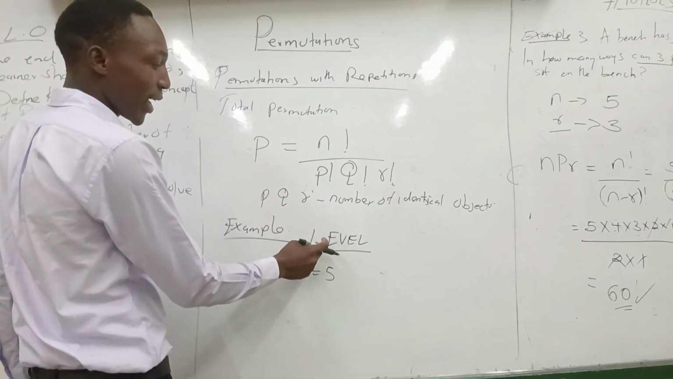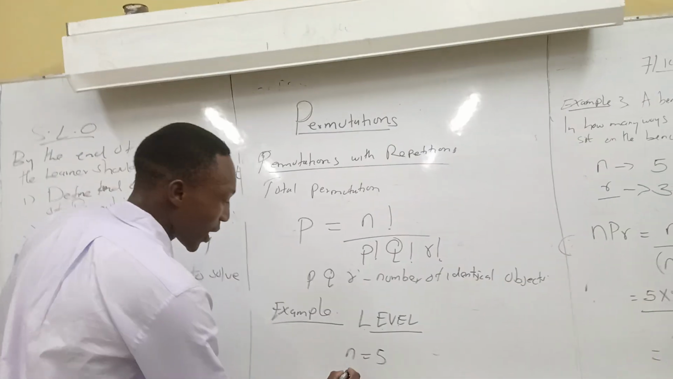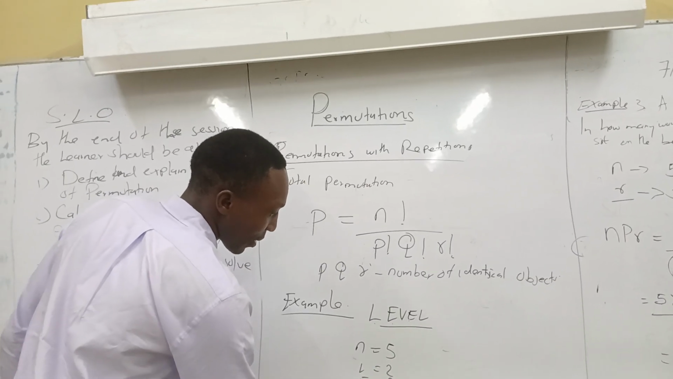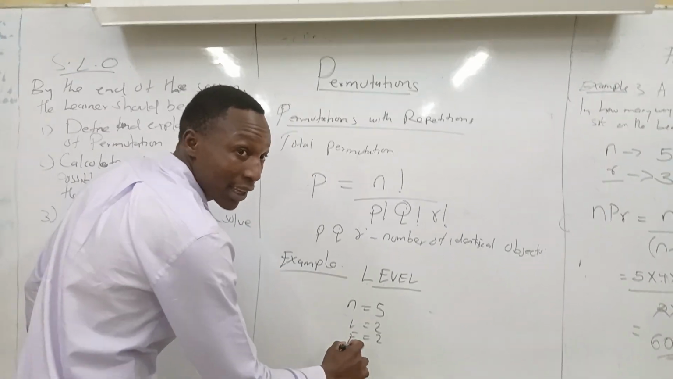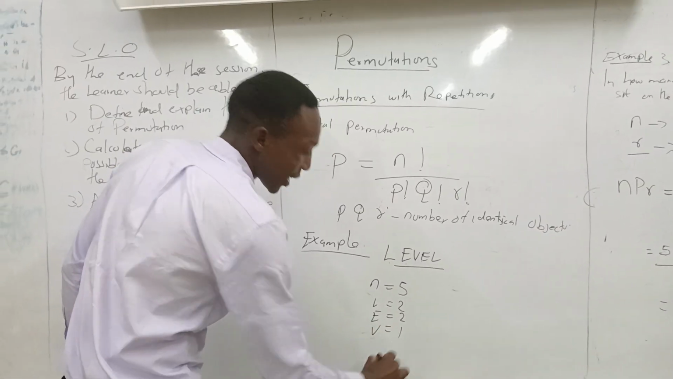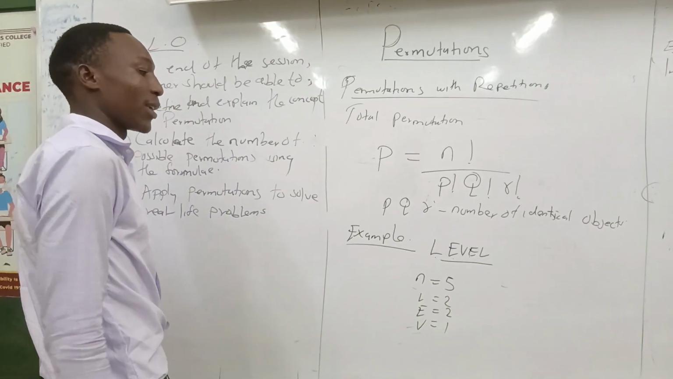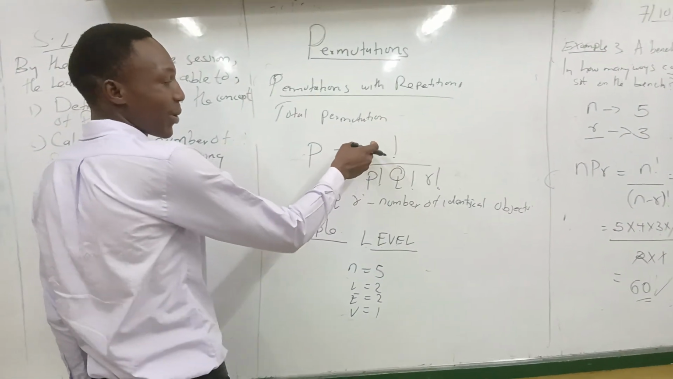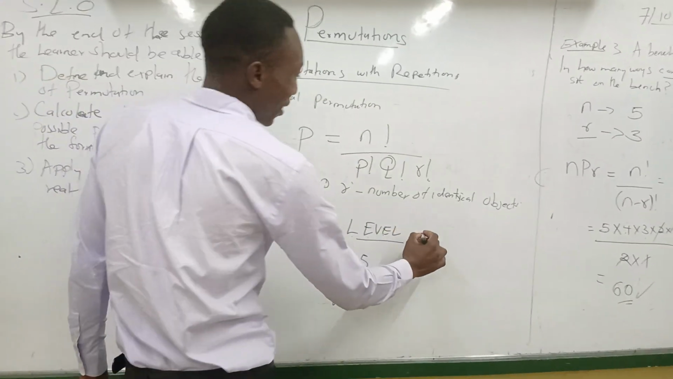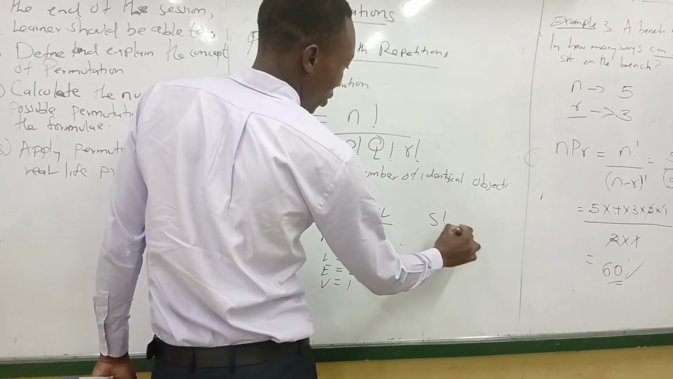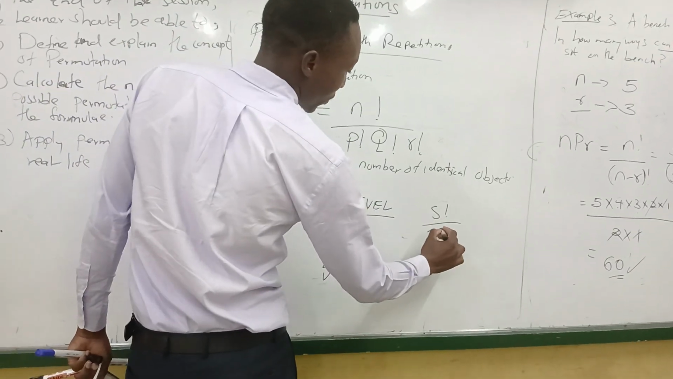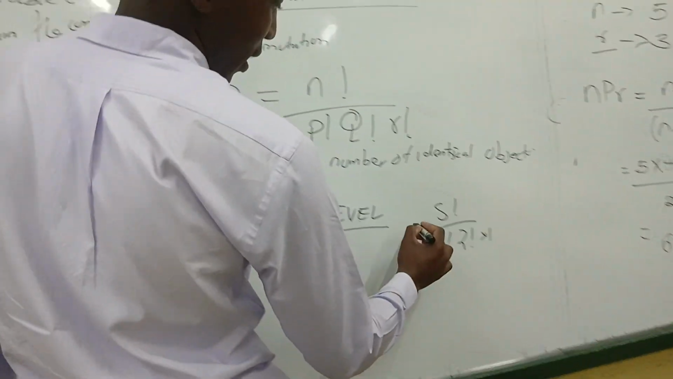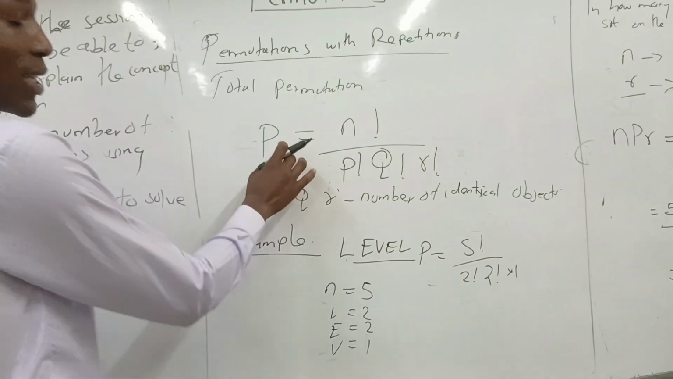So we have n: how many? 2. We have 2. How about E? 2. And then we have V, 1. So replacing in our formula, we have 5 factorial all over 2 factorial multiplied by 2 factorial multiplied by 1. That is what this formula means.